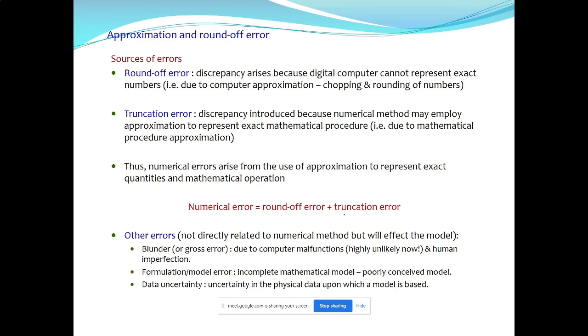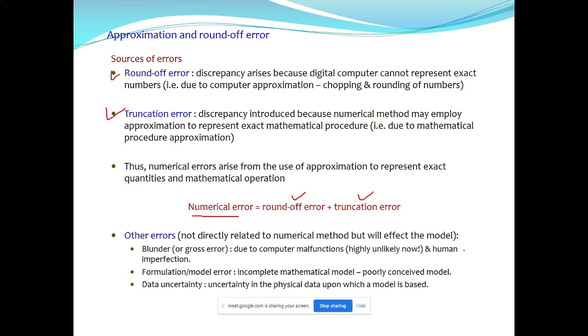Alhamdulillah. Okey. So, source of error. So, we have two types of error. We call it as a round off error. Second, we call it as a truncation error. Round off error and truncation error. Okay? So, the numerical error comes from the addition of round off with truncation error. So, round off error plus truncation error, that we have the numerical error.